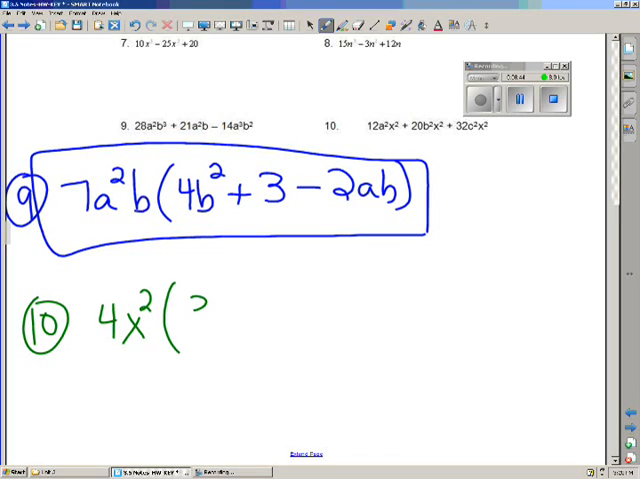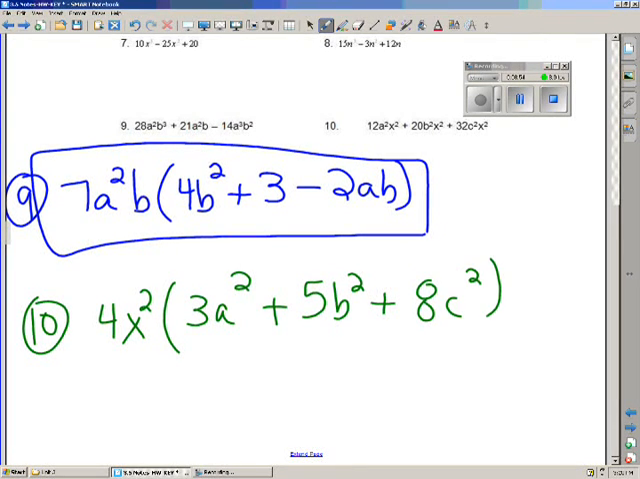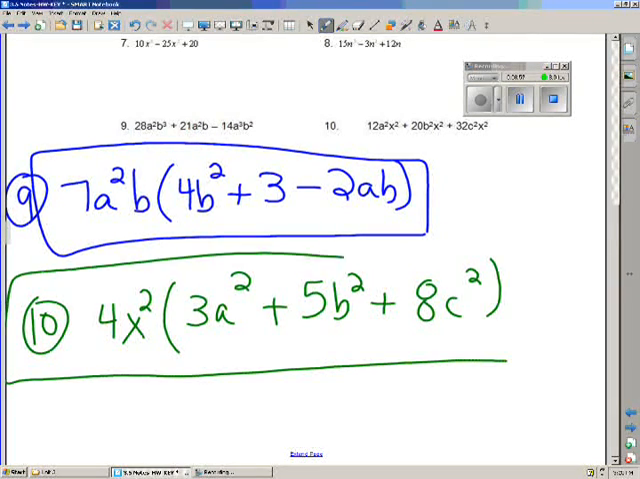What's left over? I need a 3a squared to get me the first term. I need a 5b squared to get me the second term, and then I need an 8c squared to get me the last term. And there's your answer for 10.